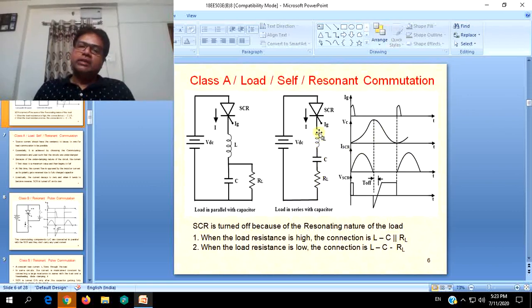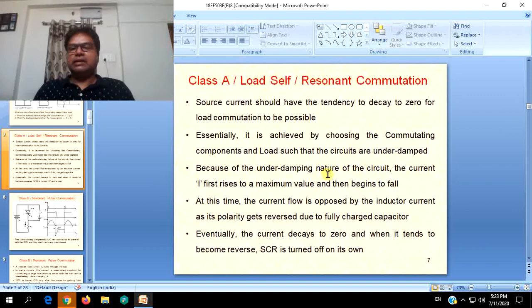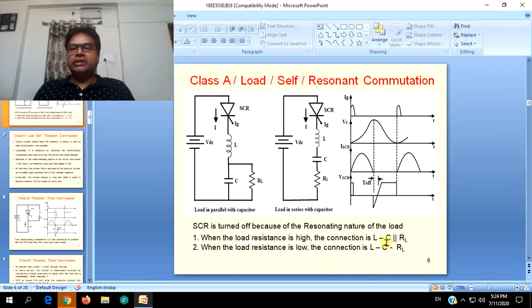At the same time, the inductor current will also oppose the forward current of the SCR. Thus, eventually the current decays to zero, and when it tends to become reverse, the SCR is turned off by that time. Okay, so this is the total turn off, and again, then you can turn it on. So this is called self or resonant commutation or load commutation, where it turns itself off by the self nature or nature of the circuit.